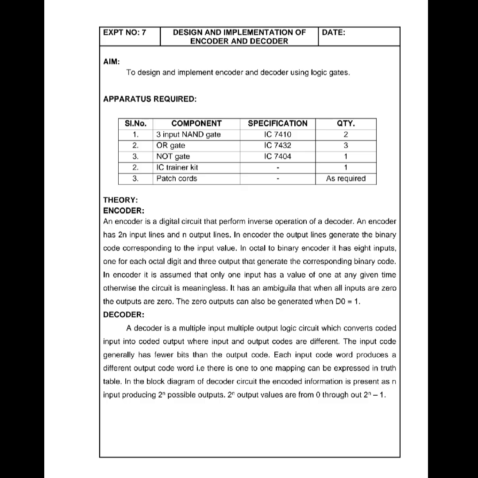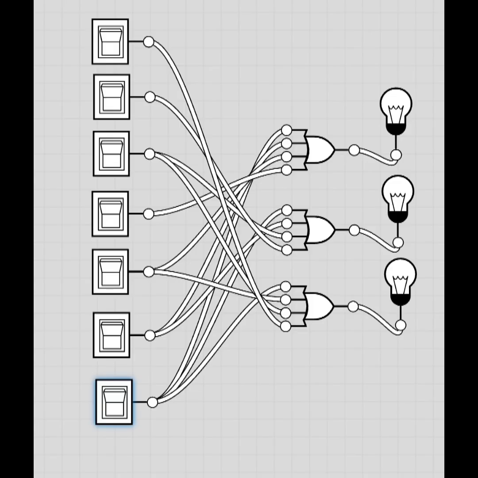Let's move on to the seventh experiment. The seventh experiment is design and implementation of encoder and decoder. The connections are given based upon the logic diagram for encoder. First, we have connected with use of 7 switches. For the output, we are connecting to the 3 bulbs. We are using OR gate for the result.